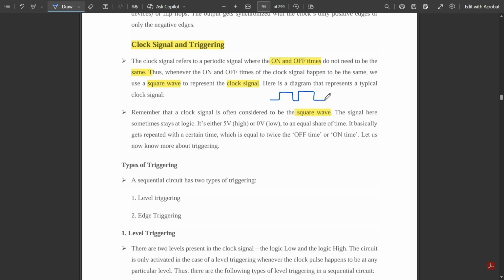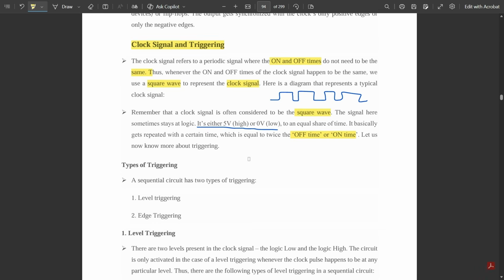Because the clock signal is simply given like this, you could call it a square wave, which consists of pulses of zeros and ones. One is high and zero is low. It won't consist of a discrete signal; it is a continuous signal which has fixed values. It is either 5 volt high or 0 volt low, for example, for an equal share of time. It basically gets repeated with a period equal to twice the off time or on time.